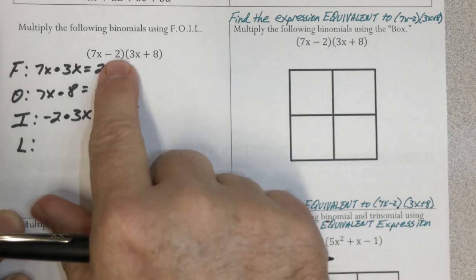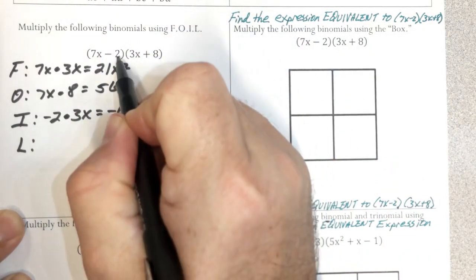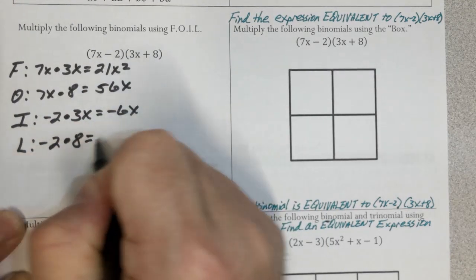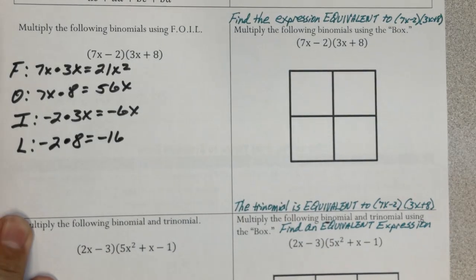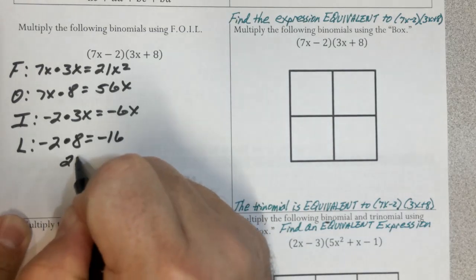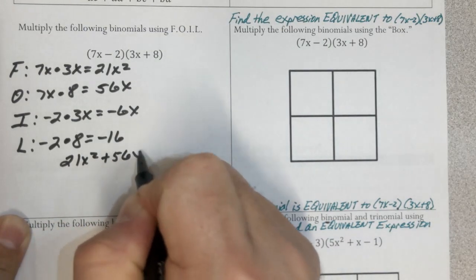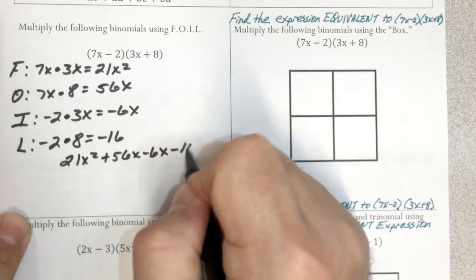And then finally the last terms. So negative 2 and 8 are your last terms. Again, we are multiplying, and that gives us negative 16. So now we're just going to write this out as a polynomial. That would be 21x squared plus 56x minus 6x minus 16.